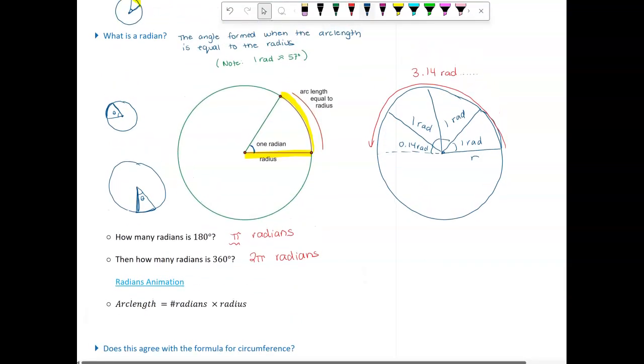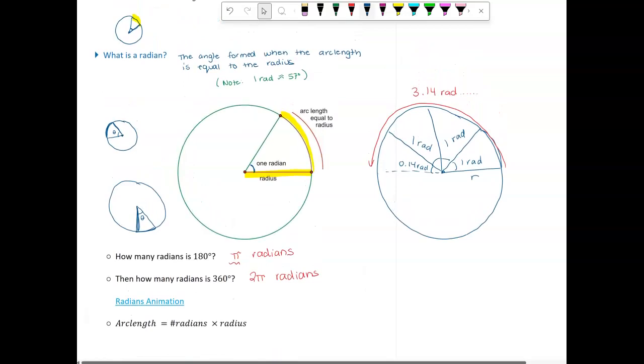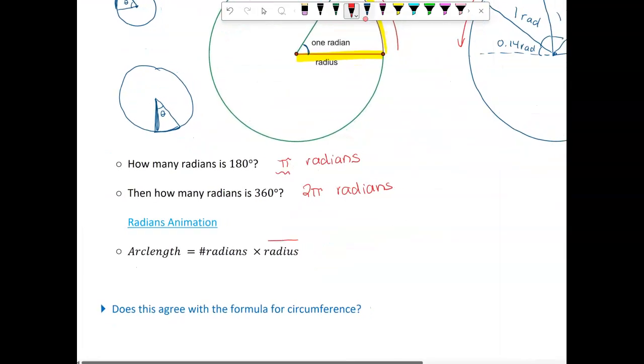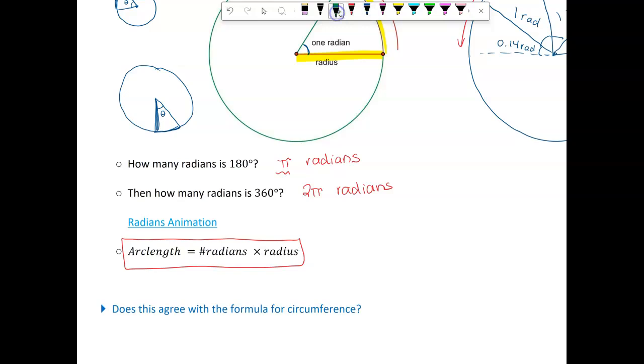So how do I go back and forth using arc length and radians versus the radius? Well, this is all related by this formula here. The arc length is equal to the number of radians times the radius. Okay, and so I can use an example where I want to measure a specific arc length. So for example here I have this line, 1, 2. So here I have 2 radians, 1 radian, another radian.